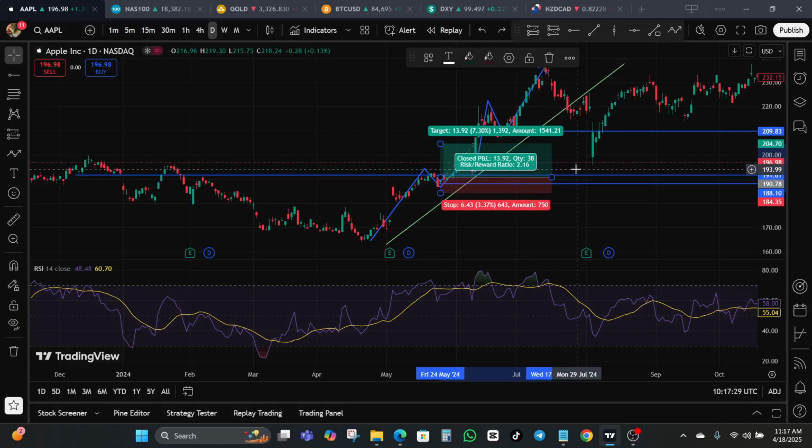It's also crucial to determine your risk to reward ratio before entering a trade. If the reward is greater than the risk, it might be a good opportunity to enter. However, never risk more than you are willing to lose, especially in volatile markets.